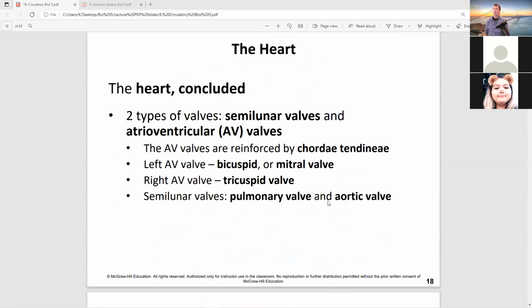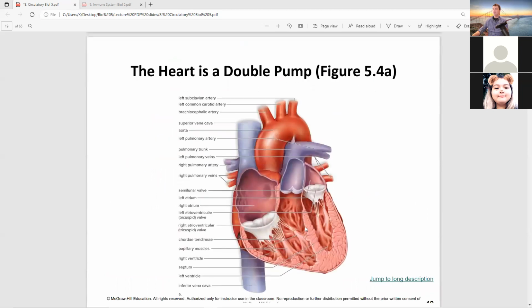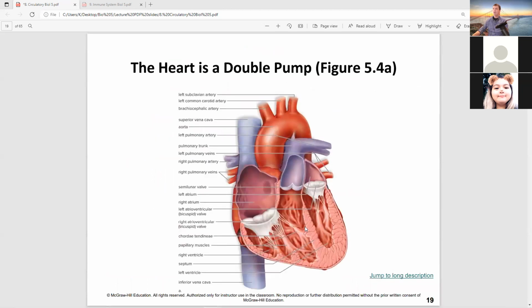Okay, so the heart concluded, there are two types of valves. You have the semilunar valve and the atrioventricular valve. The AV valves are reinforced by chordae tendineae, and the left AV valve is the bicuspid or mitral valve. Then we have the right AV valve, or the tricuspid valve. And then we have the semilunar valves, which are the pulmonary valve and the aortic valve. Okay, so you can think of the heart as a double pump.